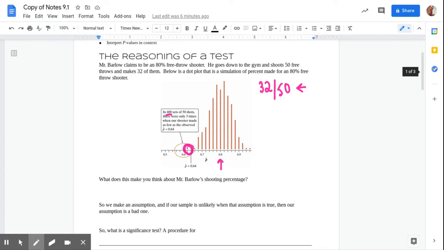So this says, what does this make you think about Mr. Barlow's shooting percentage? So because of all this sample data that we can now compare his one sample to, we probably don't think that he's actually an 80% free throw shooter. Looks like he'd be less than that compared to our 400 sets.